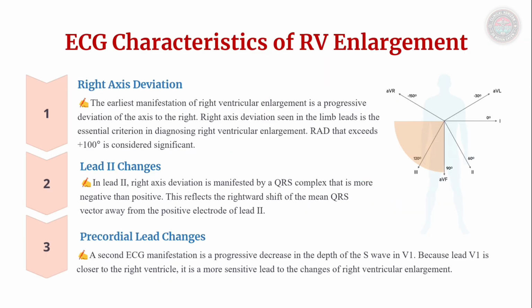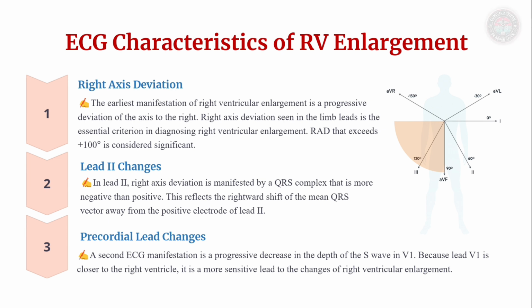ECG characteristics of RV enlargement. Key ECG features of RVE include right axis deviation, that is QRS axis more than plus 100 degrees, tall R waves in V1, and deep S waves in V6. In lead 2, the QRS complex may appear more negative due to the rightward shift of the electrical vector. The precordial leads also exhibit reduced S wave depth in V1-V2, reflecting increased right ventricular forces.